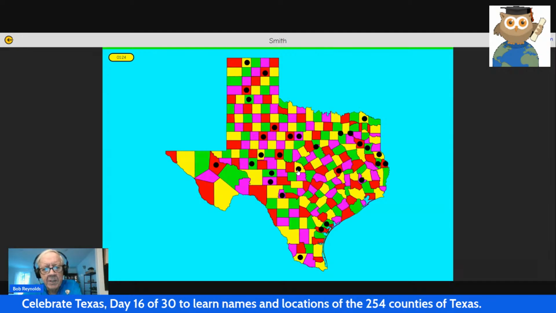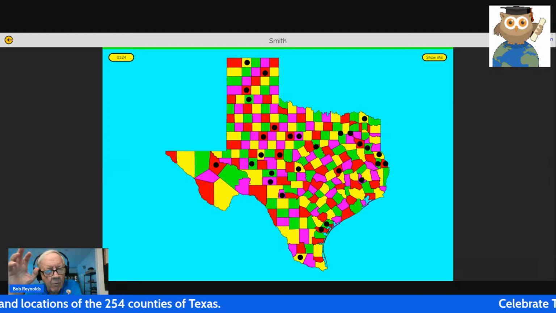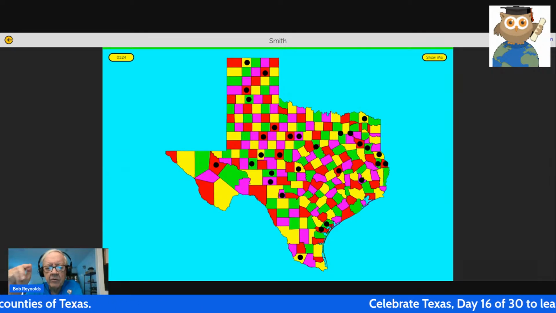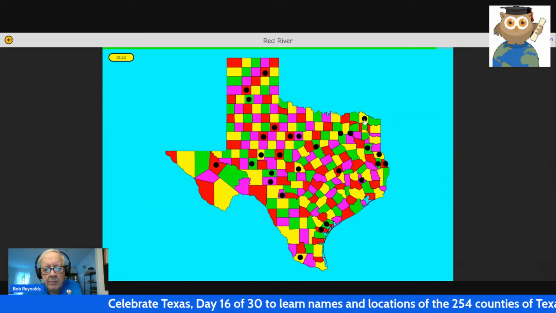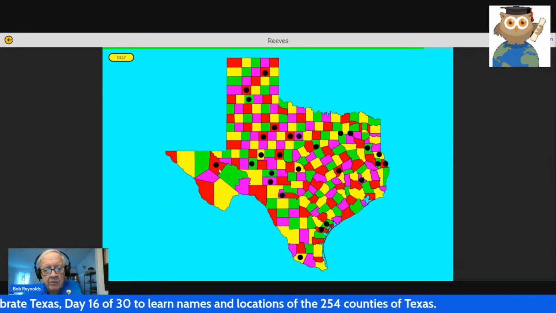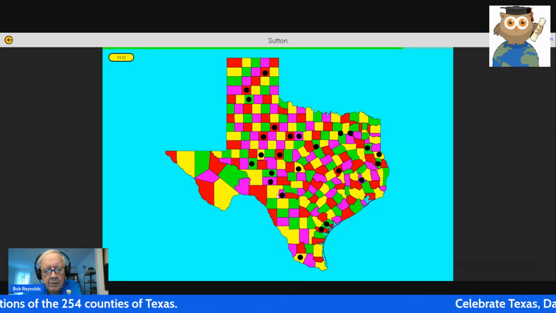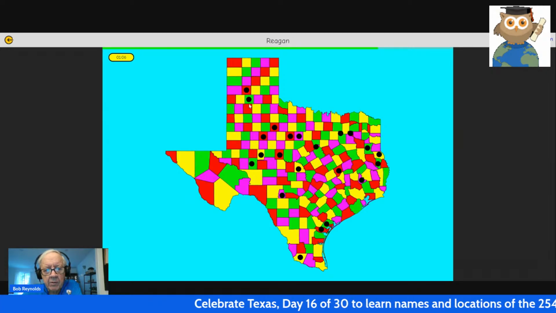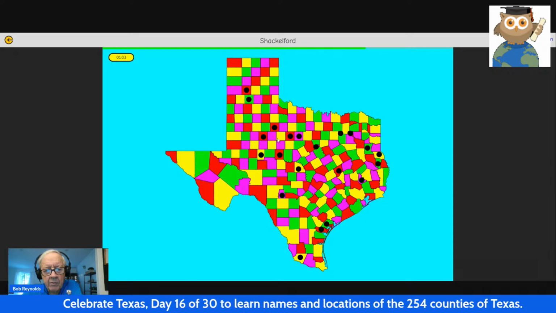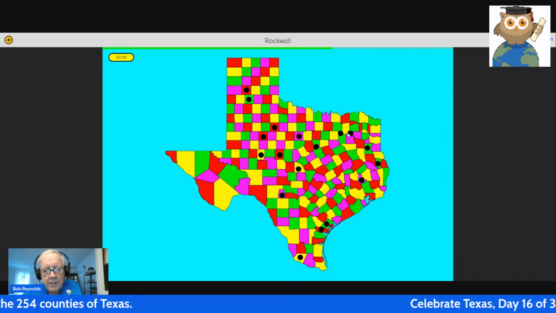We're going to do that again until we beat the clock. Because we're racing the clock, it forces us to focus and concentrate. It asks for Smith, Sherman, Red River, and the buttons disappear, which makes it easier. Reeves, Sabine, Sutton, Roberts, Schleicher, Reagan, Shackelford, Robertson, Shelby. This is Rains. This is Rockwall.